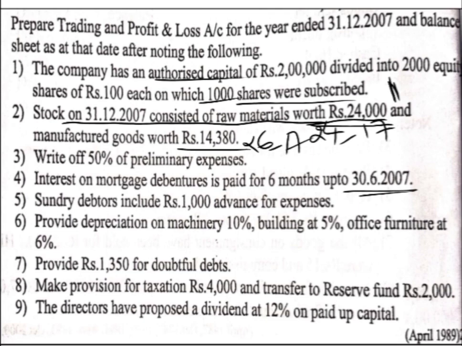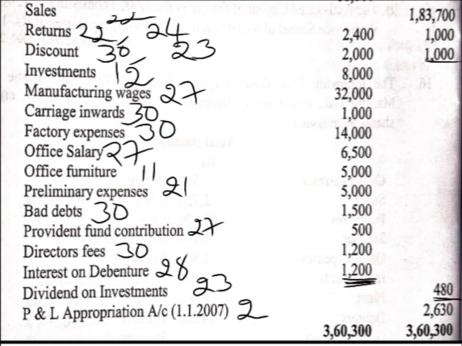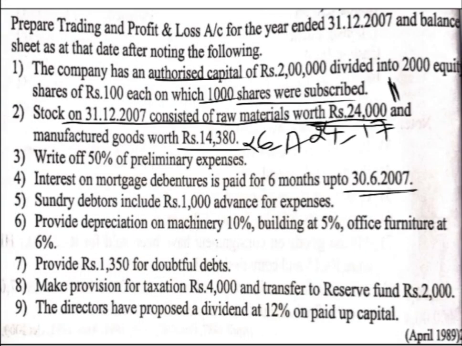The next one, write off 50% of the preliminary expenses. Here we have found preliminary expenses amounting to 5,000. 50% should be written off. Whatever you write off, that becomes the amortization expenses. We are going to consider that in note number 29, depreciation and amortization expenses. One more time, whatever you write off, that should be deducted in note number 21.